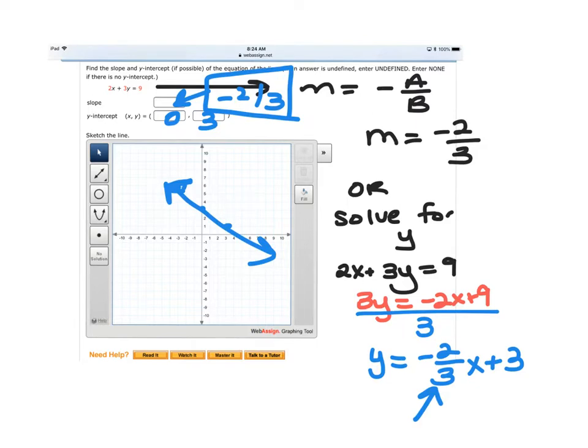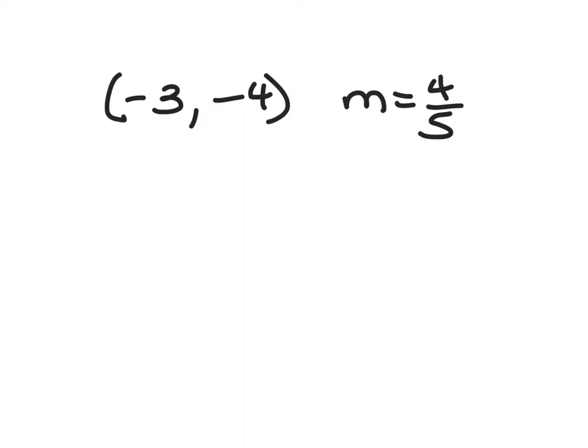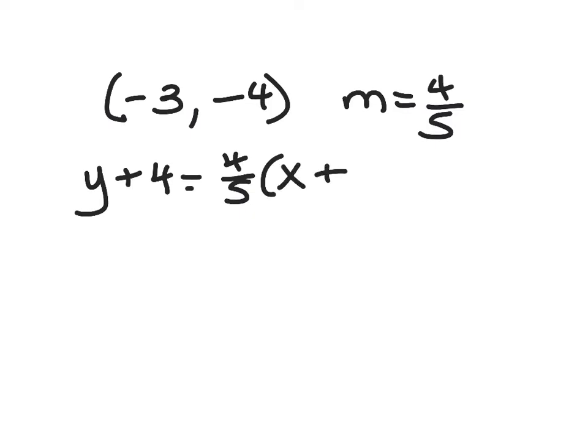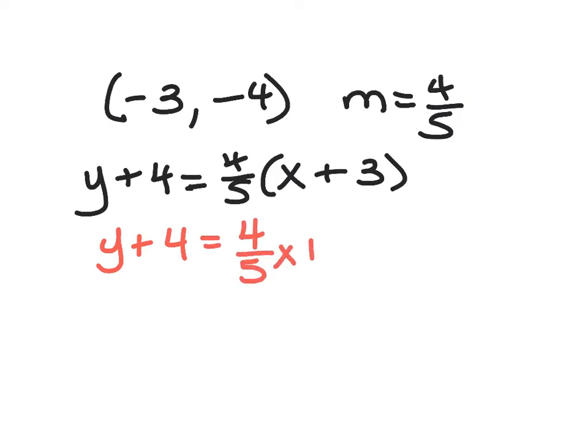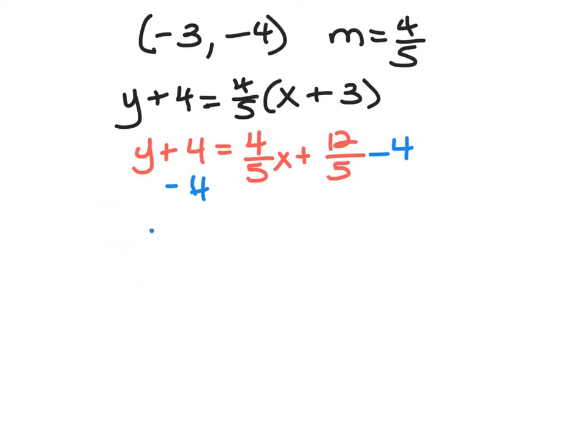Okay. Okay, so it wants the equation, right? So y minus a -4 becomes +4 equals 4/5 times x minus a -3 becomes +3. Distribute. And then subtract the 4. So this is y equals 4/5 x, this becomes 20/5. So -8/5.